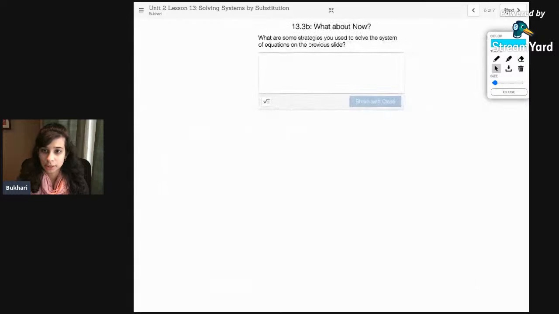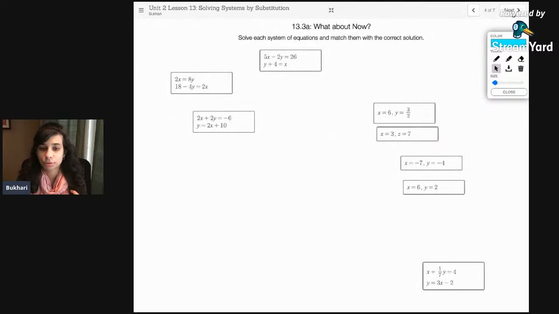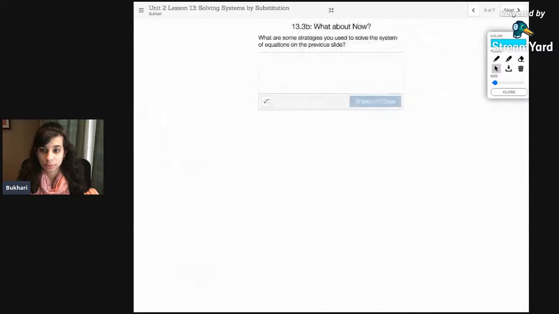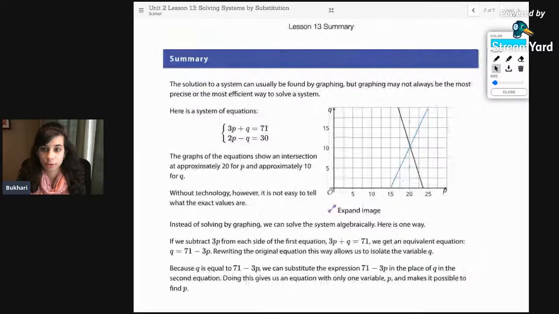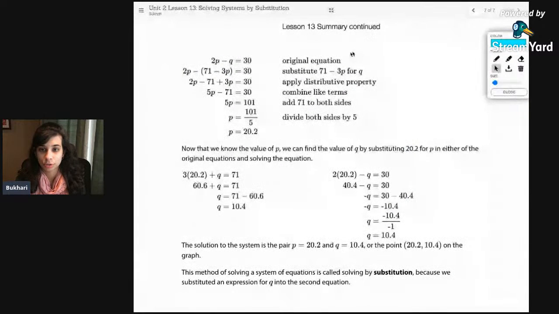Last but not least, we'll talk about some of the strategies you use. You don't necessarily have to use substitution, so see what strategies you use to solve the system of linear equations. Last but not least, we have the summary talking about an example of systems of linear equations and what you can do to find your solution, some of the strategies and operations you can use.